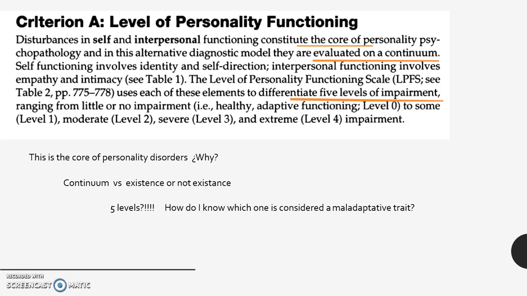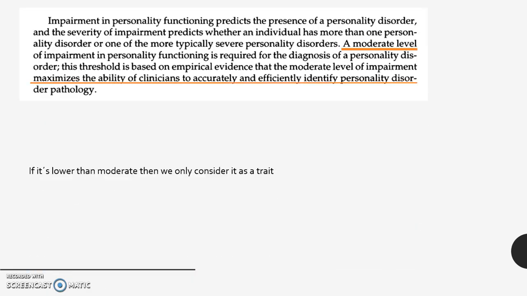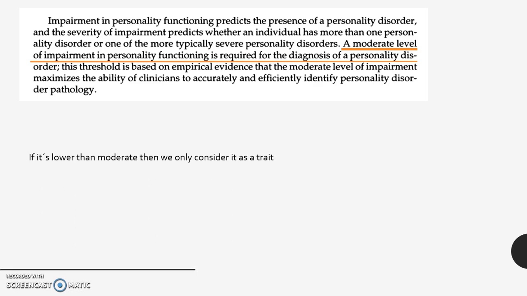No? So we have 5 levels of impairment. This means that in the DSM-5 alternative model, we're going to assess from 0 to 4 the level of impairment in each case, if we're talking about this continuum. So a moderate level of impairment in personality functioning is required for the diagnosis of a personality disorder. This threshold is based on empirical evidence that the moderate level of impairment maximizes the ability of clinicians to accurately and efficiently identify personality disorder pathology.